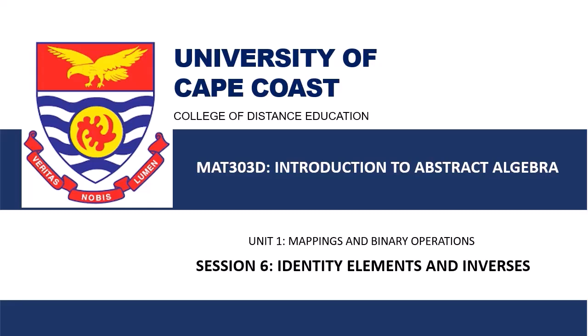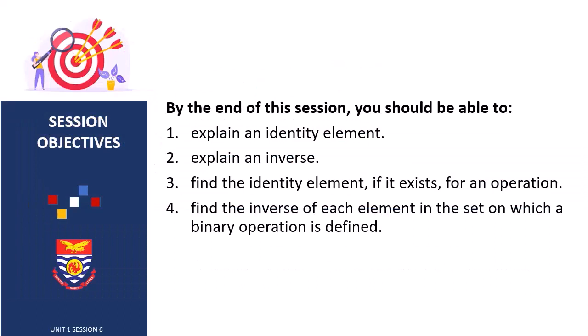In this section 6, we are looking at identity elements and inverses. You'll be learning more about identity elements and inverses of a function, if they exist. By the end of this session, you should be able to explain an identity element, explain an inverse, and find an identity element if it exists for an operation. You should also be able to find the inverse of each element in the set on which a binary operation is defined.